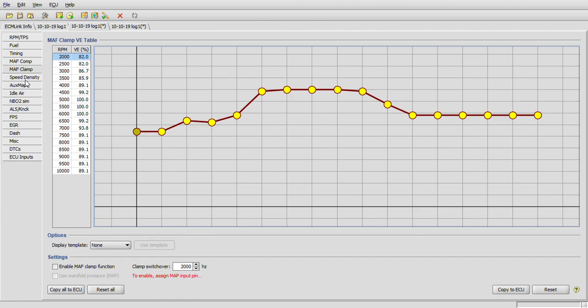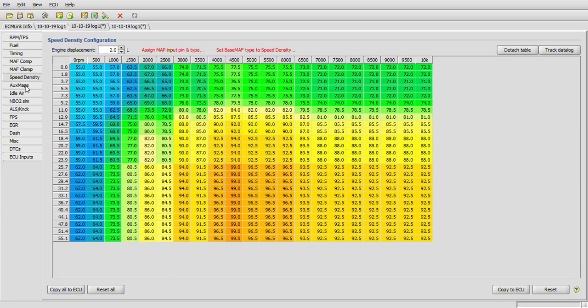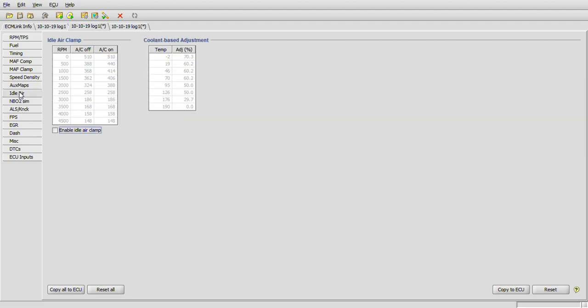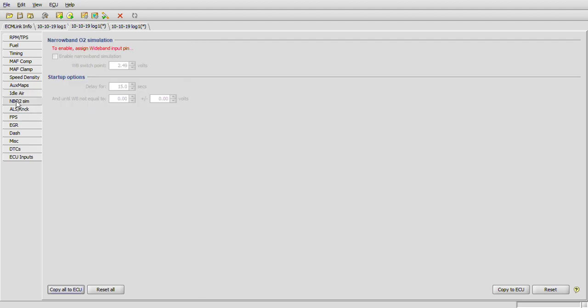MAF clamp, that's all stock. Speed density is irrelevant, we're not using it. Aux maps, not using this one either, but I can tell he probably needs a good software and firmware update. Idle air, we're not using that. I don't know if he's blowing off to atmosphere. If he is, with his blow off valve, he may need to enable this one and make adjustments here accordingly. Narrowband O2 simulation is irrelevant because we have no wideband at this point.